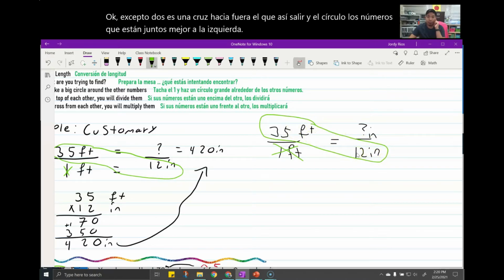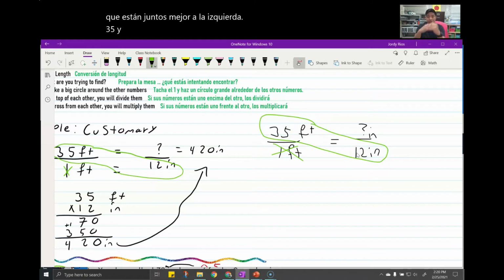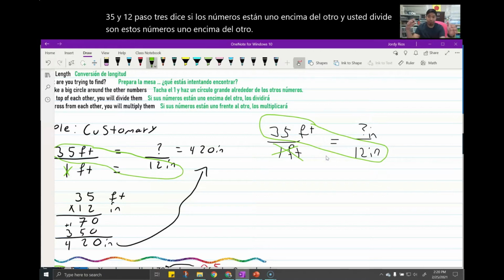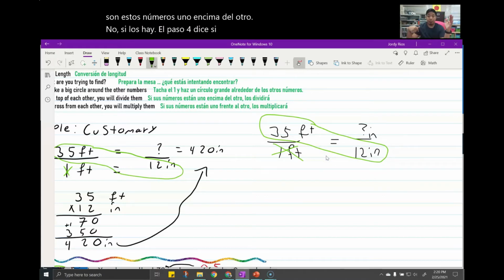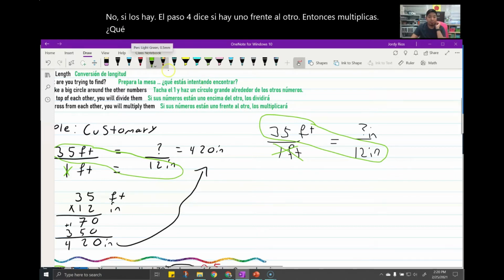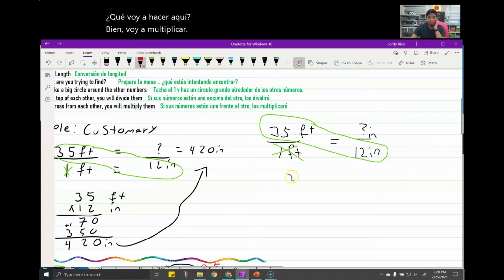35 and 12. Step 3 says if the numbers are on top of each other, you divide. Are these numbers on top of each other? No. Step 4 says if they're across from each other, then you multiply. So what am I going to do here? Good, I'm going to multiply. So let's go ahead and multiply 35 times 12.